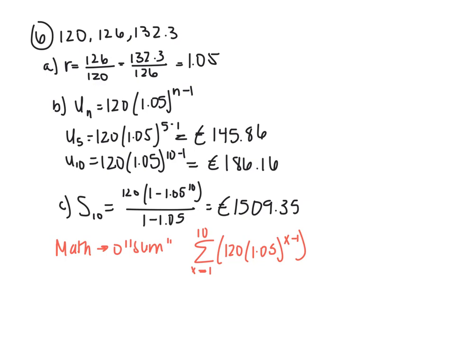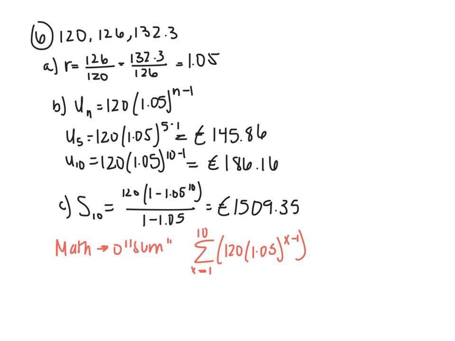Part B wants to know how much money she will deposit on his 5th birthday and on his 10th birthday. So since it's on that specific birthday, that's going to be the explicit formula. In this case, u sub n is equal to the first term, 120, times the common ratio, 1.05, to the n minus 1. So for the 5th one, plug in 5 for n, you end up with she's going to deposit 145.86 euros. They tell us to round to 2 decimal places because it's money. On the 10th birthday, she will deposit 186.16 euros.